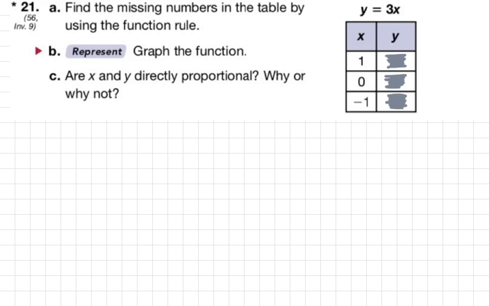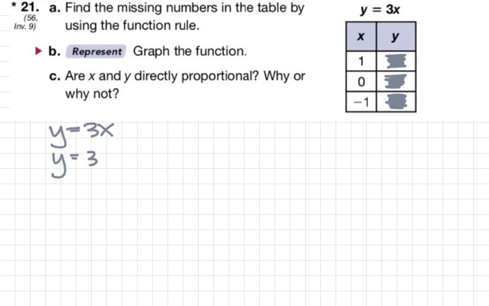First, we need to fill in our table using our function y equals 3x. Then we're going to graph the function, and then they ask us if x and y are directly proportional. If this is a direct proportion, yes or no. So first we need to do the equation y equals 3x and fill in each of these to finish out the equation. Okay, so let's see.